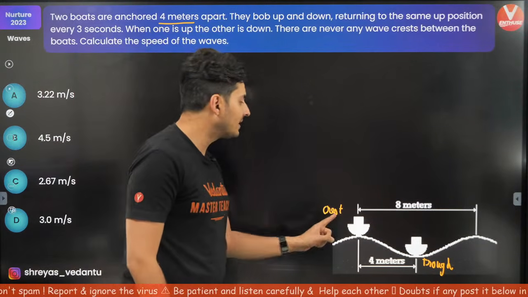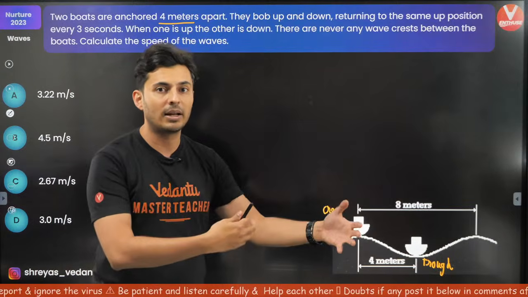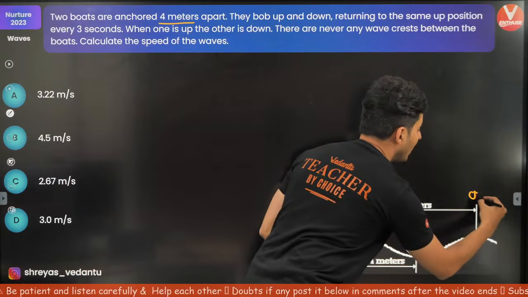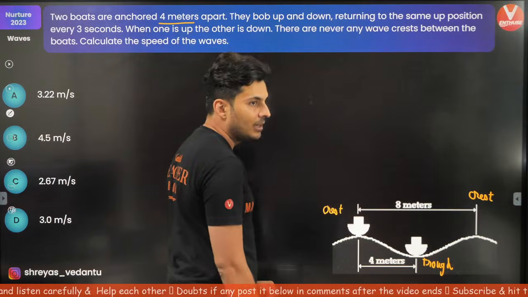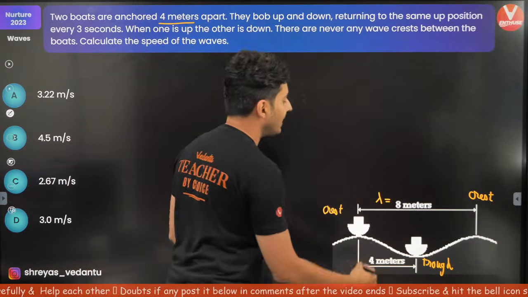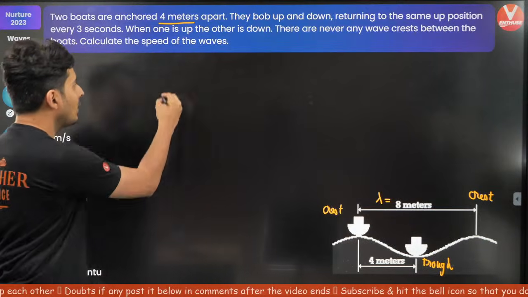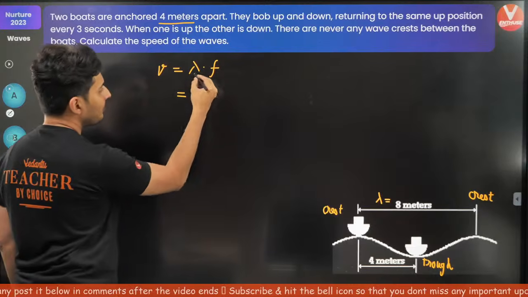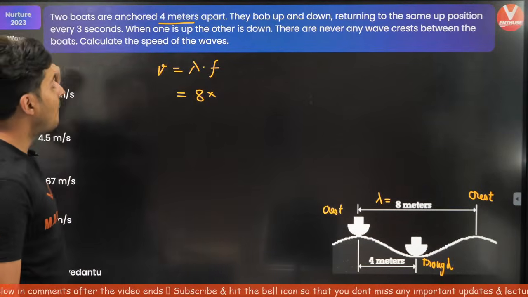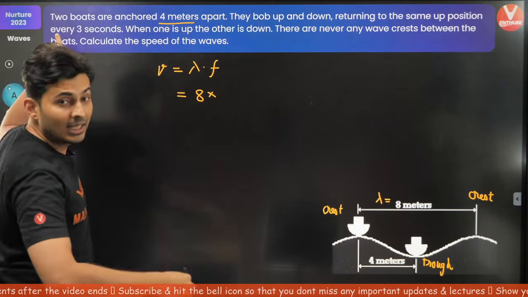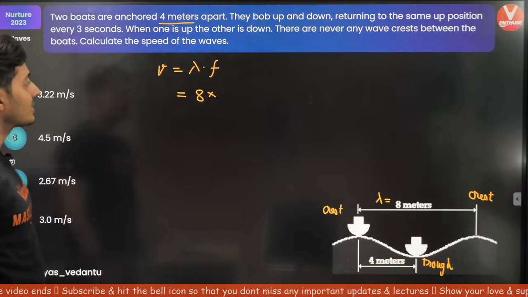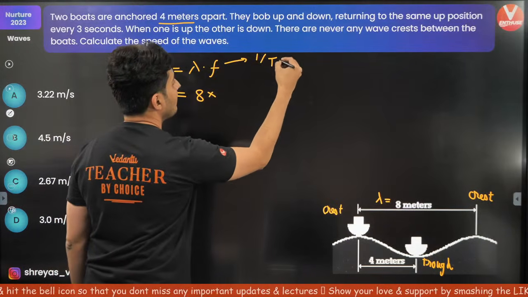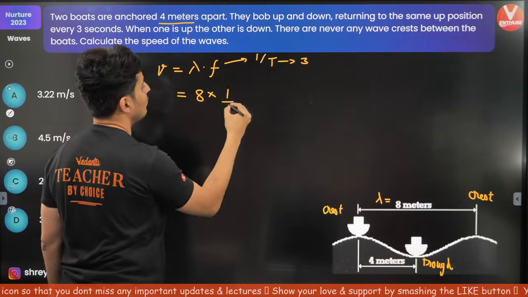Remember, wavelength is always the distance from crest to crest or trough to trough. So if this is 4, obviously from one crest to the other crest, the distance will be 8 meters. So the wavelength will be 8 meters. Everybody agrees to that? And we all know wave speed is lambda times f. Lambda is 8. Frequency, it goes up and down every 3 seconds. So what's the frequency? I told you frequency is 1 by time period. Time period is 3 seconds. So this is 1 by 3.